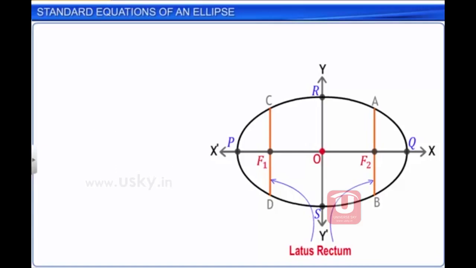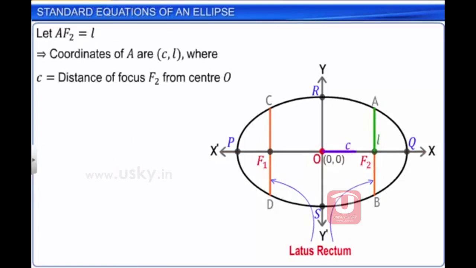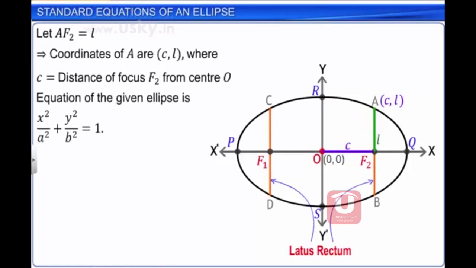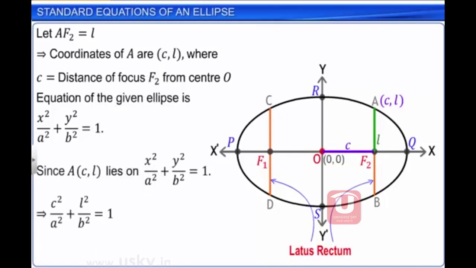Consider an ellipse with its center at the origin and the major axis along the x-axis and latus recta AB and CD. Let the length AF2 be l. If c is the distance of focus F2 from center O, the coordinates of point A are c, l. Recall the standard equation of the ellipse with its center at the origin and the major axis along the x-axis. Since point A lies on the ellipse, its coordinates must satisfy the standard equation of the ellipse.